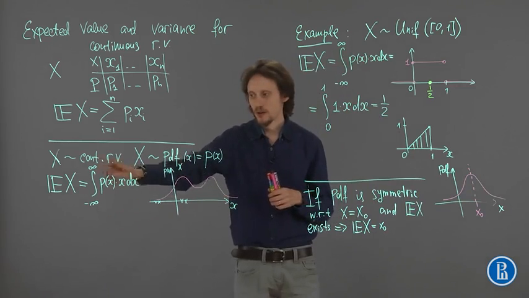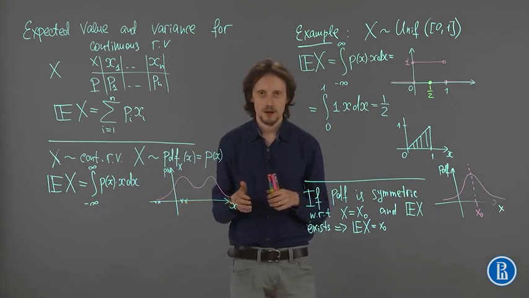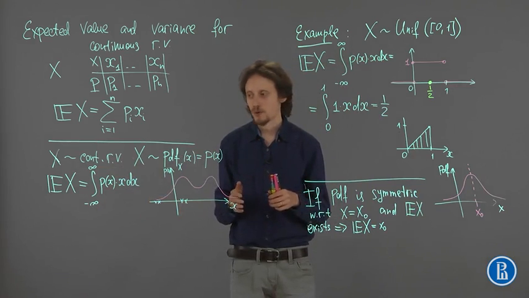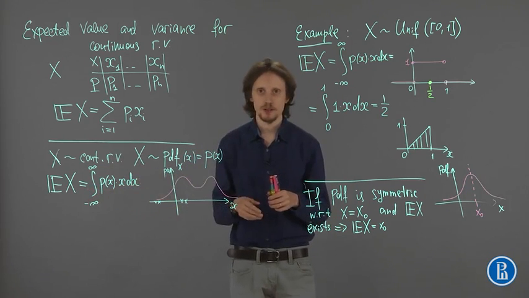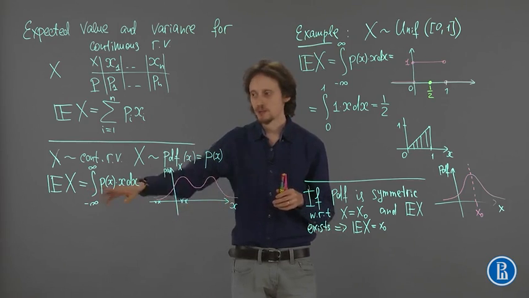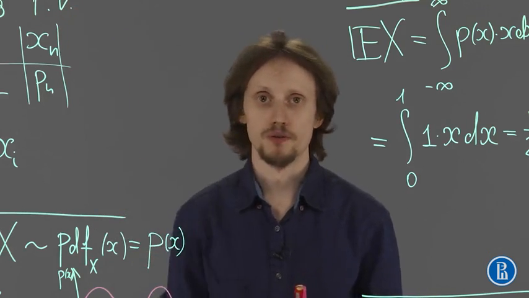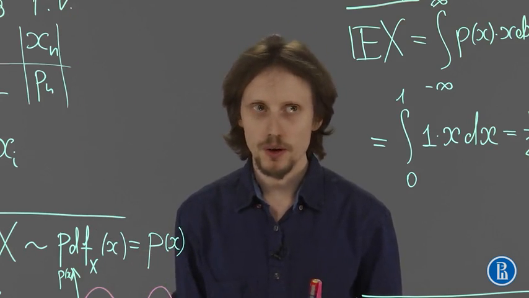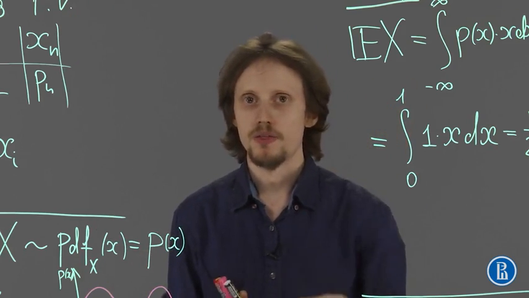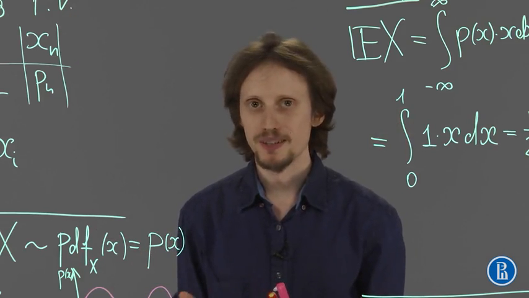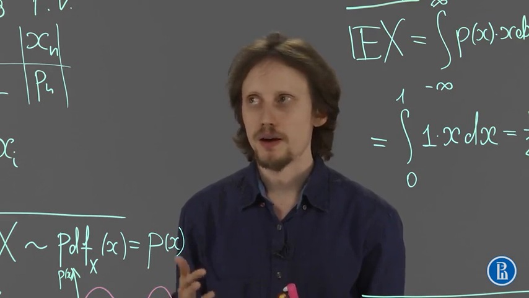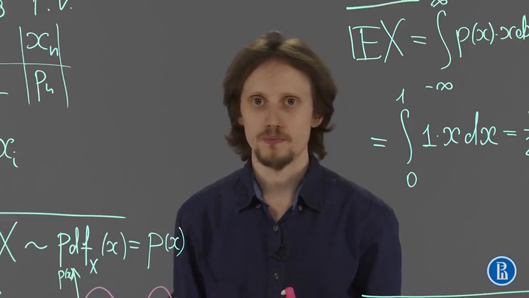Actually, this integral can be non-existent. We will consider some examples of random variables for which expected value does not exist. It is possible. But in general, we will work mostly with random variables for which expected value exists. Now, we will define variance for continuous random variable. Actually, when we defined expected value, the variance will be defined exactly in the same way as for discrete random variables.